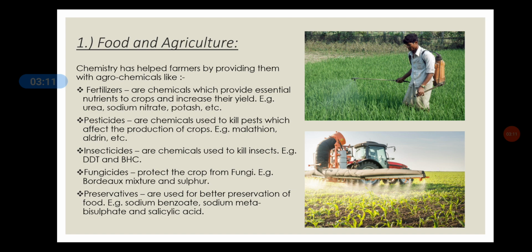So chemistry helps the farmers with agrochemicals like the fertilizers, pesticides, insecticides, fungicides, etc. From the figure over here, you can understand that the farmer sprays the pesticides on the crops, or fertilizers are given by the tractor like this on the fields.